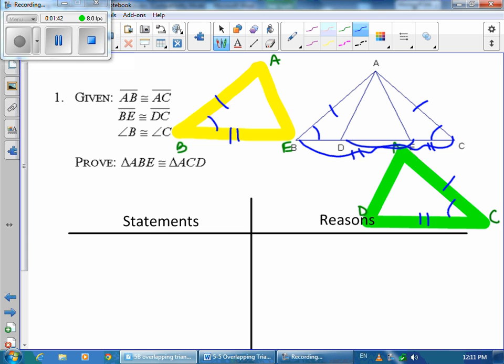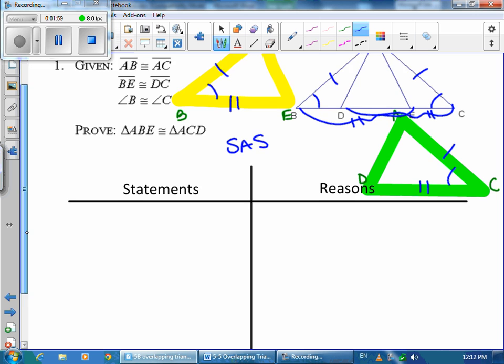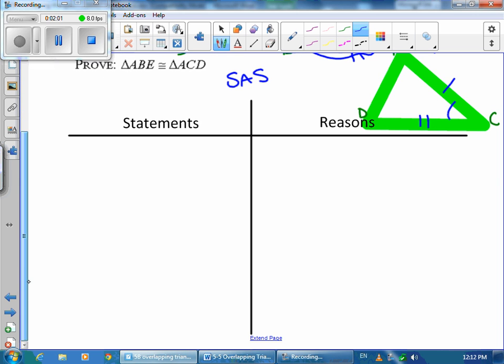So now triangle ABE is congruent to triangle ACD. And we can see pretty easily what method we're going to use: side, angle, side. So once you draw it out and separate the triangles, it's a lot easier to see what method you should do and where the sides are. Let's just write it out.